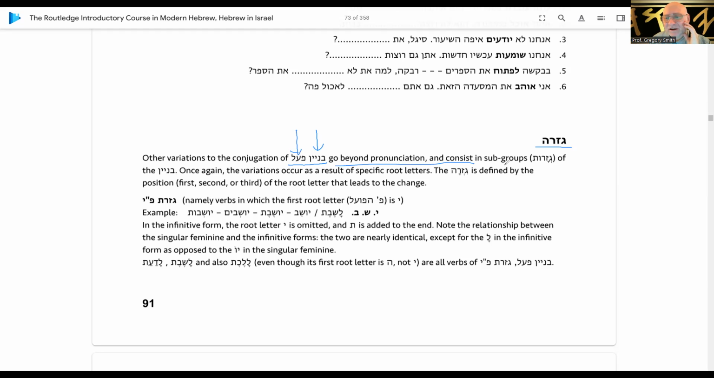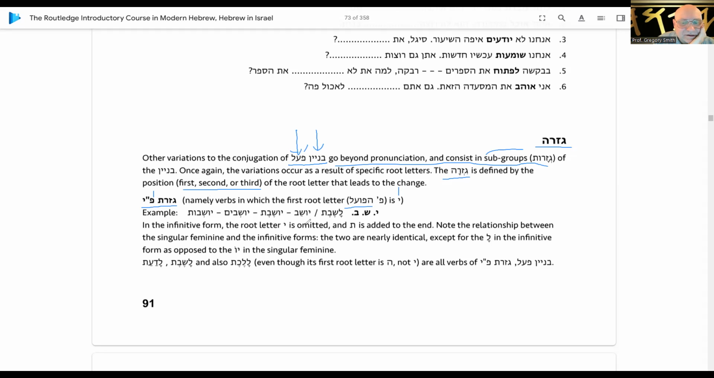They go beyond pronunciation and consist in subgroups. Okay, gezerot. These are subgroups of the binyan. Once again, the variations occur as a result of specific root letters. The gizra is defined by the position, first, second, or third, of the root letter that leads to the change. Okay, so here is gizra, and this is probably this pay here. I wonder if that refers to this pu'al verb, namely verbs in which the first root letter, pay, pu'al, is yod. Okay, look at that.